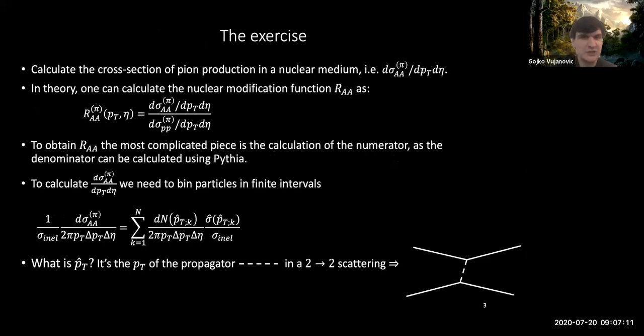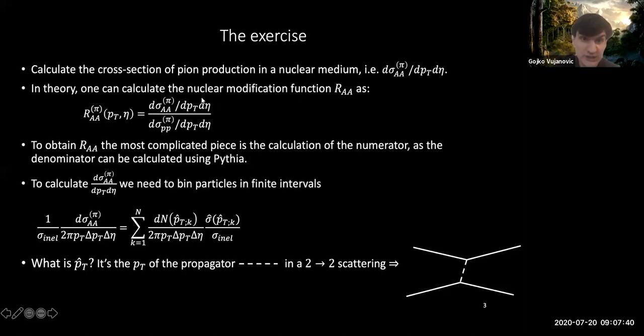And today, basically, the goal is to try to calculate the most complicated part in an RAA calculation, which is essentially to figure out what the numerator, the cross section in an AA collision is. Okay, the denominator is essentially the same quantity. The only difference is that one is in the medium and therefore requires a hydro simulation, and the other one is vacuum, and you could just use Pythia for that. In principle, you don't even need JETSCAPE. You can just use plain Pythia to calculate the denominator.